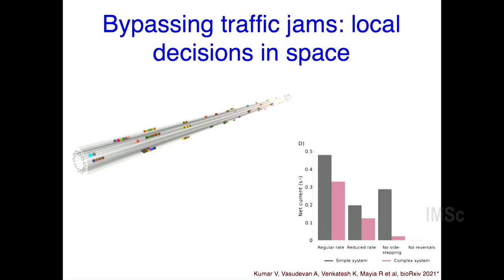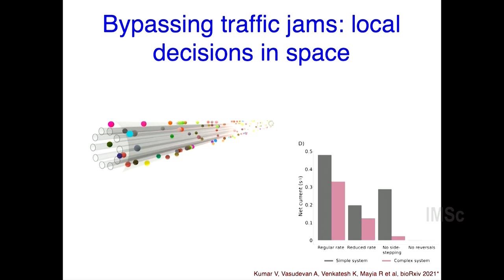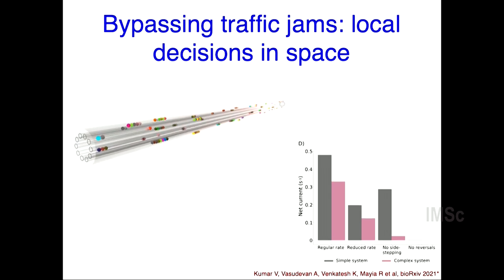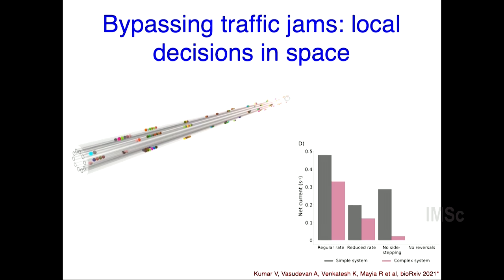So what I call bypassing traffic jams requires local decisions in space, where you can decide whether you want to change lane and get onto another microtubule track, for instance. And here is the data which comes from what happens when you reduce the rate of sidestepping. You actually find that you have an effect on how much current occurs.